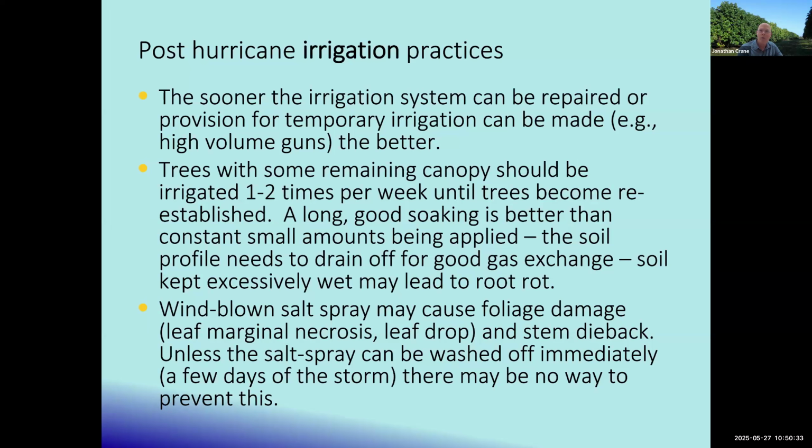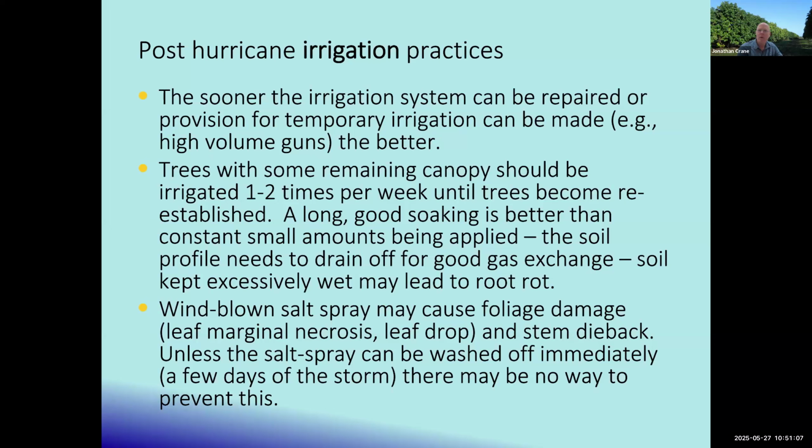Now remember, trees lose water through their leaves. If the trees don't have any canopy, they're not going to be losing much water. So that will inform you about how often and how much you need to irrigate. If they have some canopy, you want to irrigate maybe 1 or 2 times a week until the canopy starts to come back. And it's better to do one good soaking rather than a bunch of little irrigation events, right?